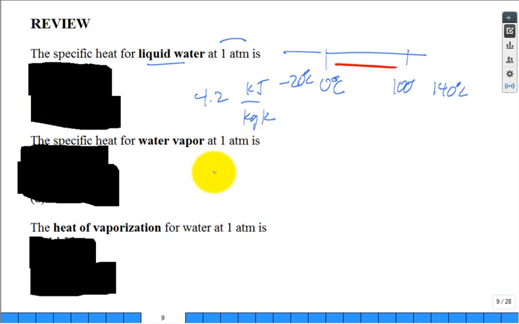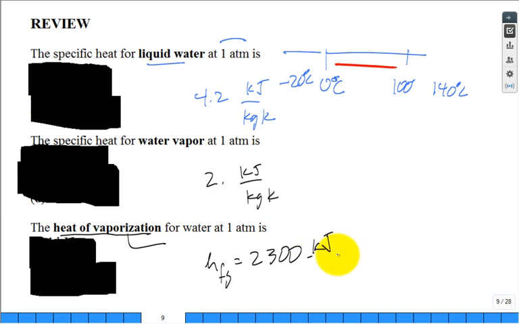All right, what about our water vapor? This one's harder. So it's around 2 kilojoules per kilogram Kelvin. And then the heat of vaporization, it's around, over 2,000. But what are the units on h_fg? It's around 2,300 kilojoules per kilogram Kelvin, or not? No, what's the error? It's how much heat per kilogram to change phase, to boil, to vaporize at 100 degrees C at that pressure.